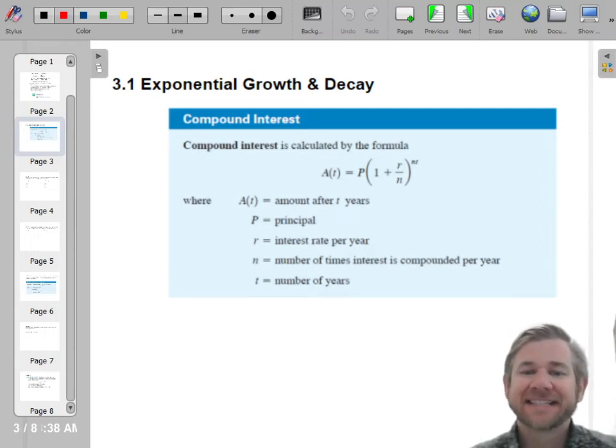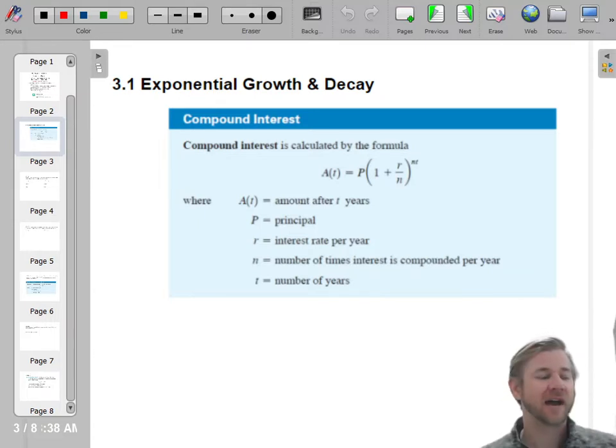Hello everyone, let's talk about exponential growth and decay. So we're going to start talking about logarithms, but if you're going to do logs, you need to know how exponential functions work. So first thing we're going to talk about is compounding interest.